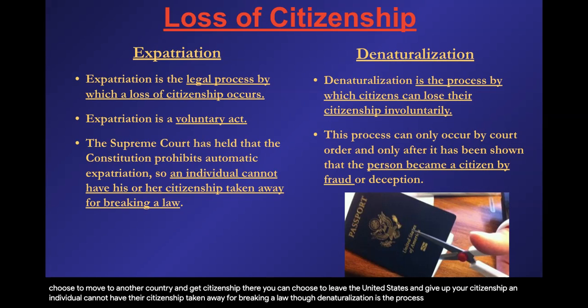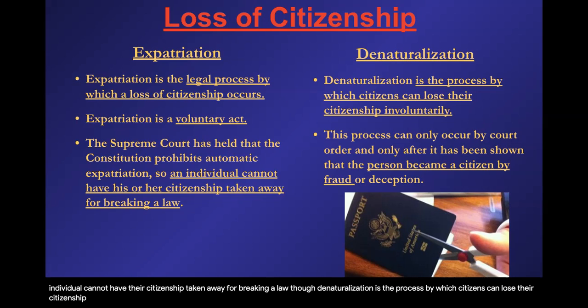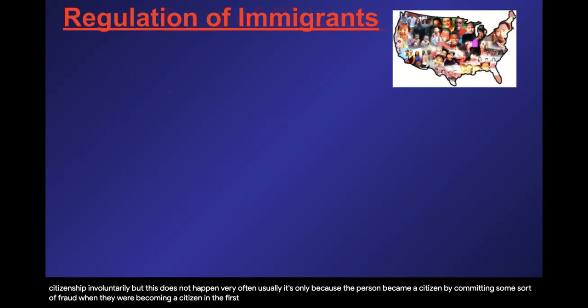Denaturalization is the process by which citizens can lose their citizenship involuntarily, but this does not happen very often. Usually, it's only because the person became a citizen by committing some sort of fraud when they were becoming a citizen in the first place.